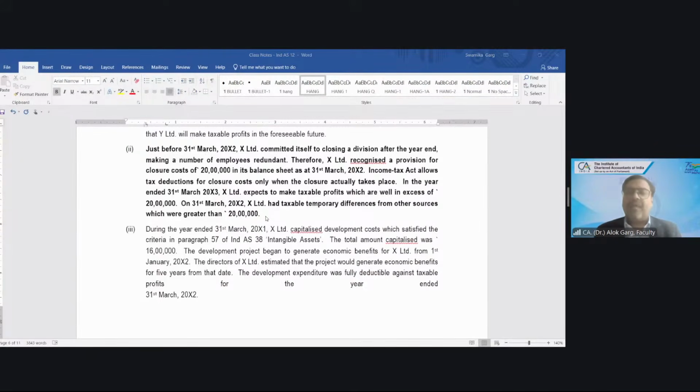They have recognized a restructuring provision. Have you heard about the concept of restructuring provision? In which standard have you heard about the concept of restructuring provision?